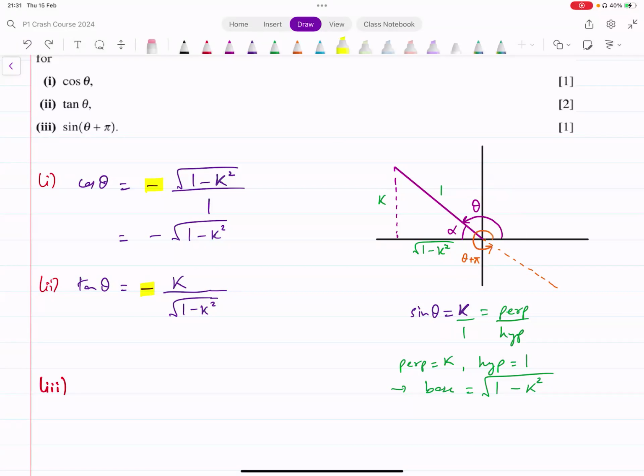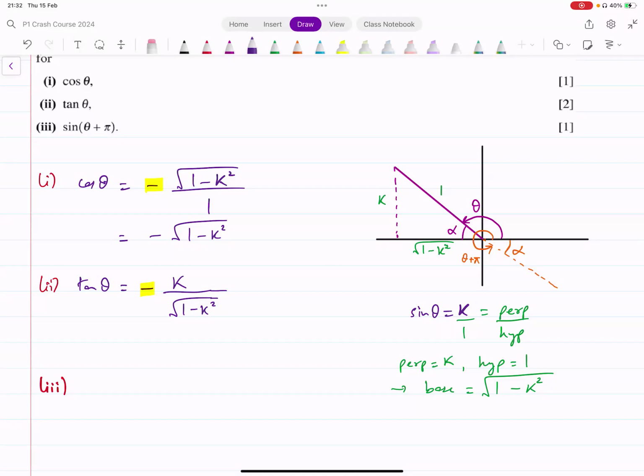So using vertically opposite angles, we know that this basic angle is also the same. This is also alpha. And if the basic angle is the same, the ratio between the sides remains the same. These are similar triangles. If the basic angle is the same, the ratios are the same, right? Sine remains the same as before. Cos remains the same as before. Tan remains the same as before. It's just the positive and negative signs that change, right?